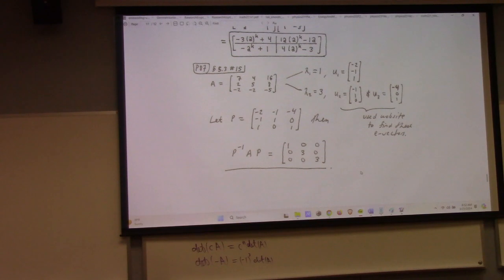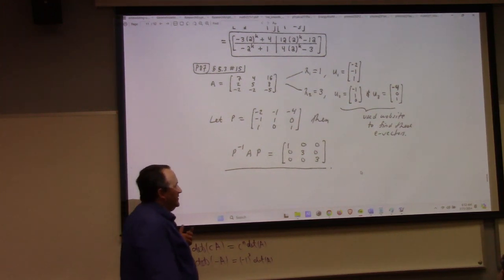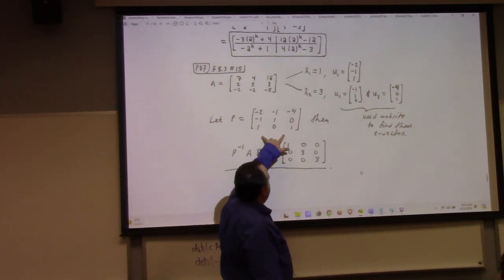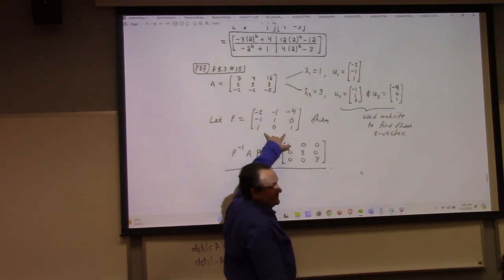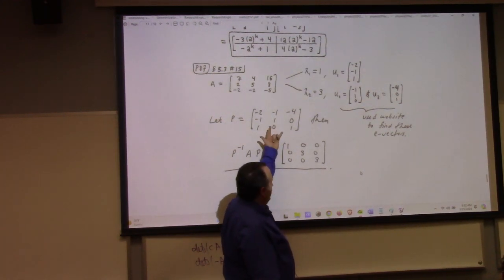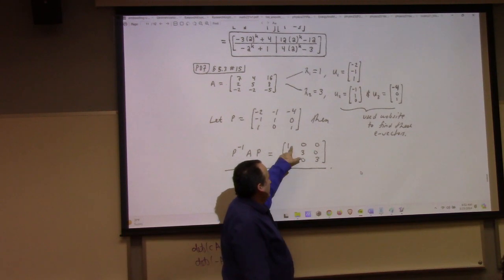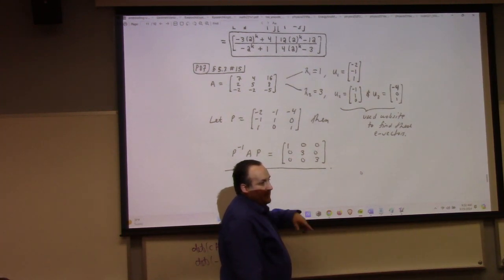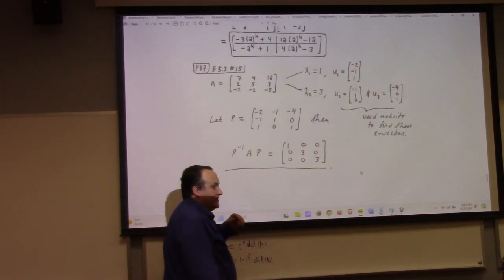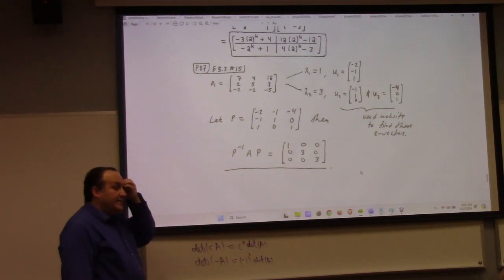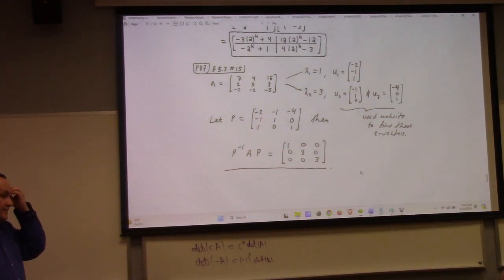Now, this would be a prime example. Yes? Does it matter what order the diagonals are in? Oh, no. You could in principle. If I flipped the first and the third columns here, that would flip this 3 and the 1. It would put a 3 up here and a 1 down here. Yeah, there's not a unique diagonalization. It's unique up to reordering.